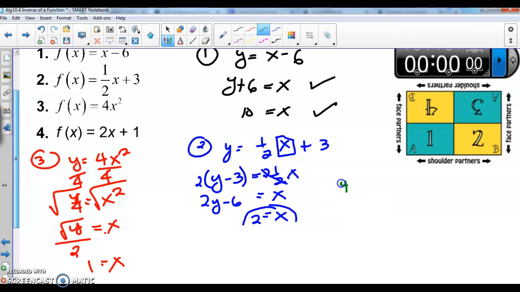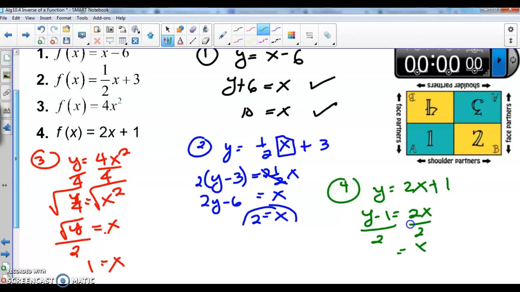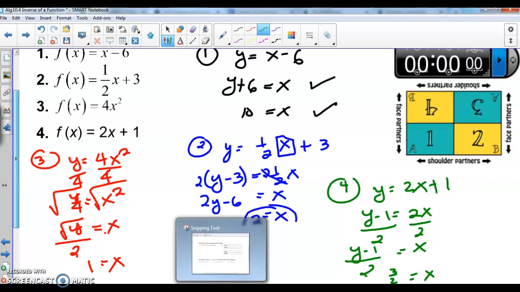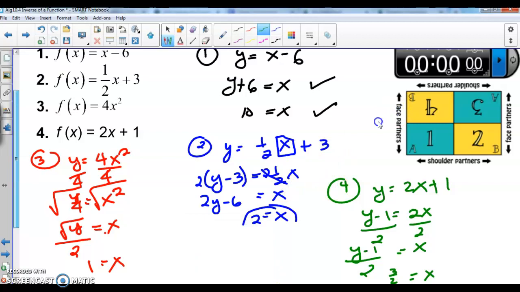And last but not least, changing f of x to y, I get y equals 2x plus 1. Now, isolate x, so move the 1 over. Y take away 1 equals 2x, and then divide both sides by 2. So x is y minus 1 over 2. Changing y to 4, 4 minus 1 is 3 over 2. So x is 3 halves, or 1.5. So that's how you solve for the variable x, or for the input of a function.